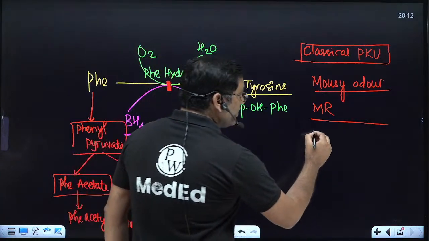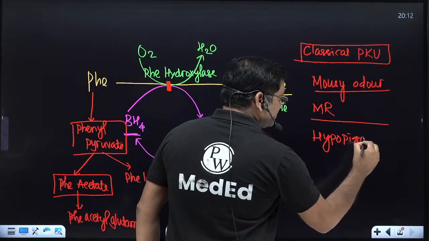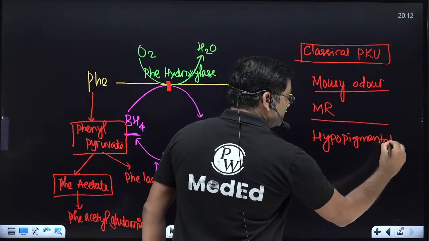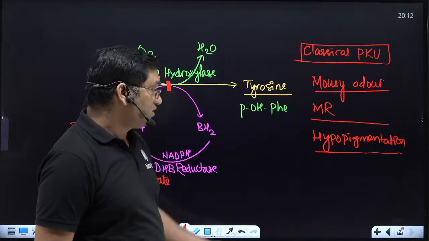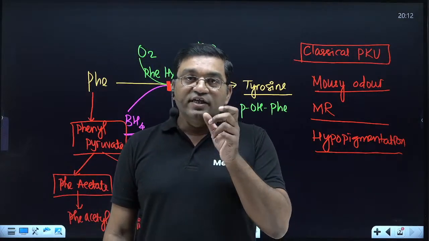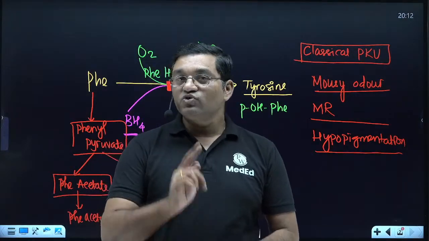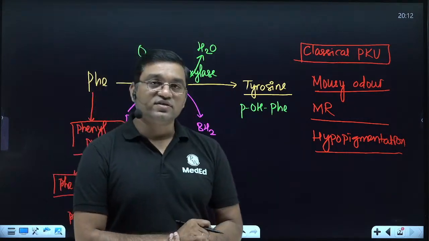Then hypopigmentation is there, generalized hypopigmentation or localized patches. This is because accumulated phenylalanine inhibits tyrosinase. Tyrosinase is the important and only enzyme involved in melanin synthesis.